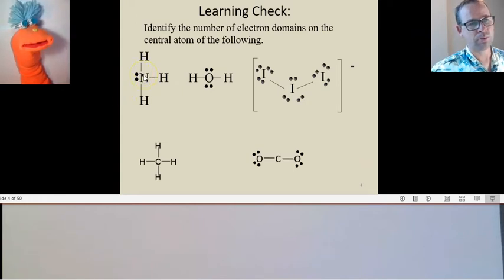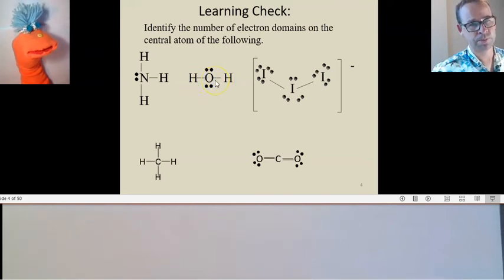So, Fred, how many regions of electron density are around this oxygen? How many electron domains, call them? Do you count lone pairs? That's right. Each lone pair is 1, so there's 2 there. And then bonds? Each bond, whether it's a double bond or a triple bond or a single bond, counts as a single region. Oh, so that's 4 there. That's right, 4. Just like this one, we have 4. How about this one down here? 4 regions there. Very good.